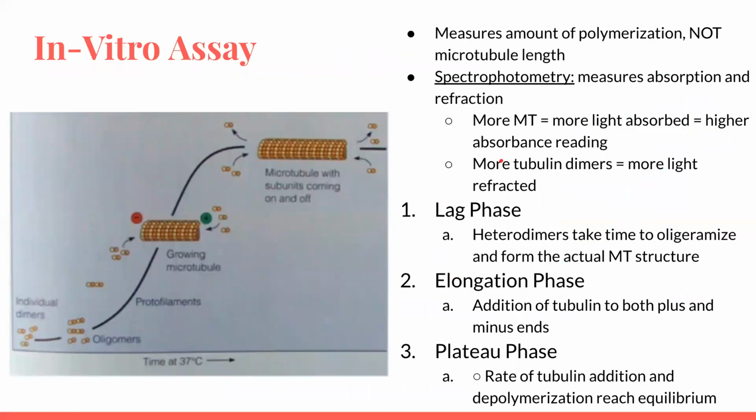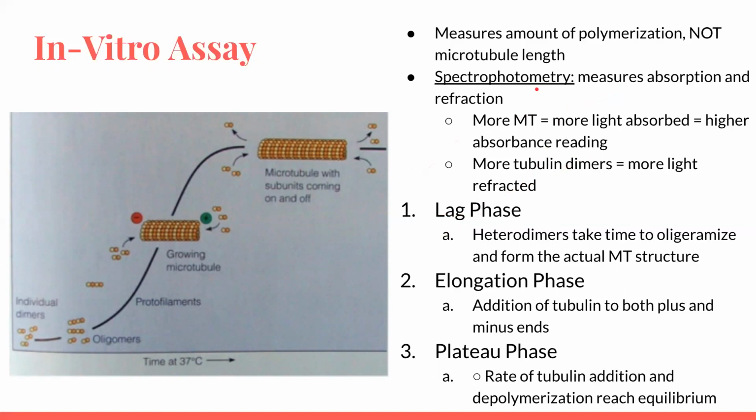Okay, so in vitro assay. What we're doing in an in vitro assay is measuring the amount of polymerization, like the amount of addition to the microtubule, not the total length of the microtubule. How we do this is with a spectrophotometer.